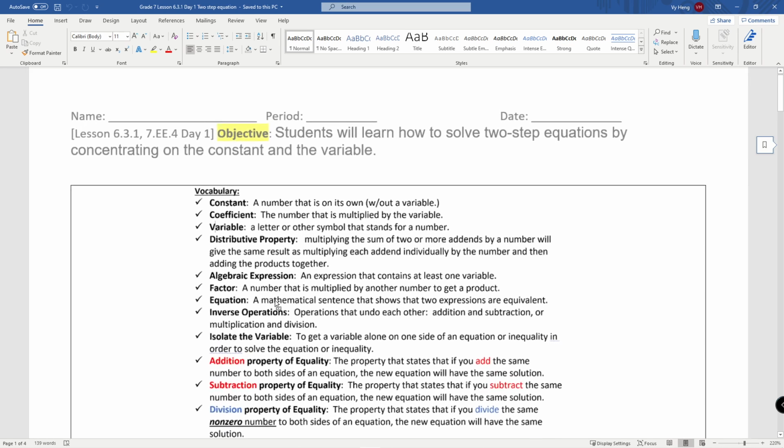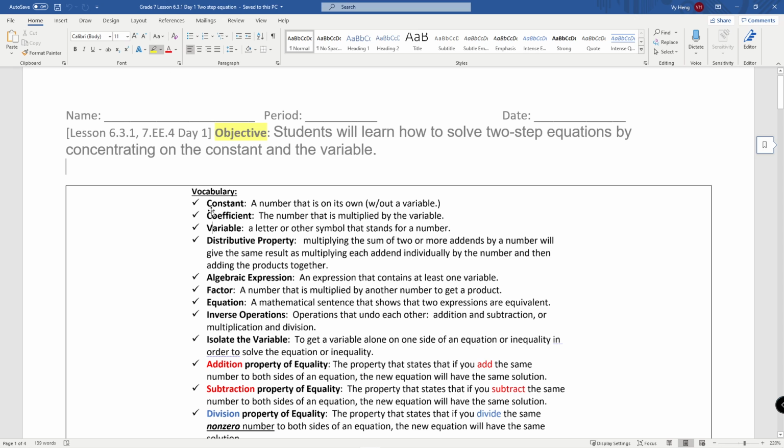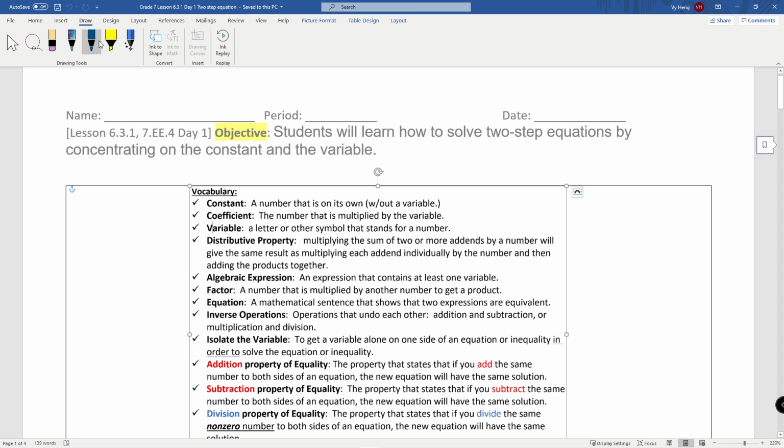So let me make this a little bigger for you. A constant here is a number without a variable. For instance, if we have a 5, right, that's a constant. It does not have a variable. If we have a negative 10, that's a constant. It does not have a variable.